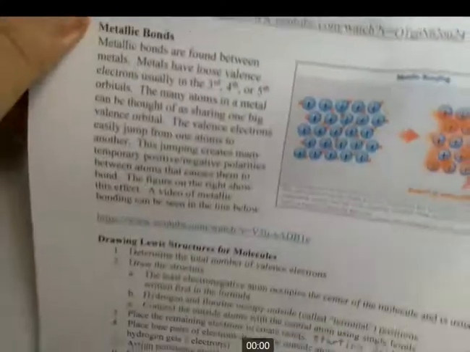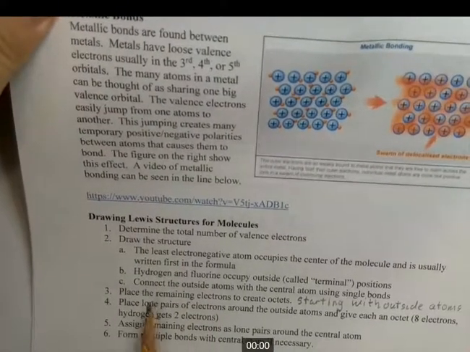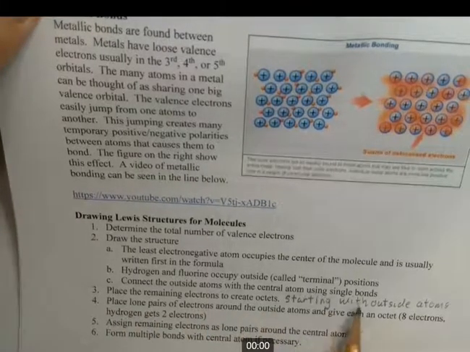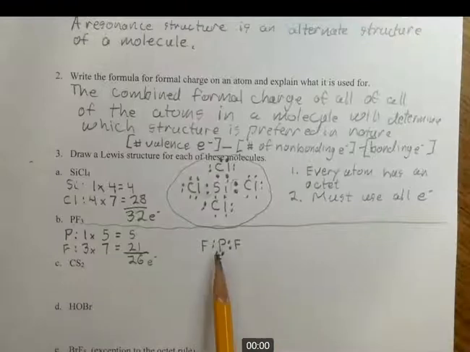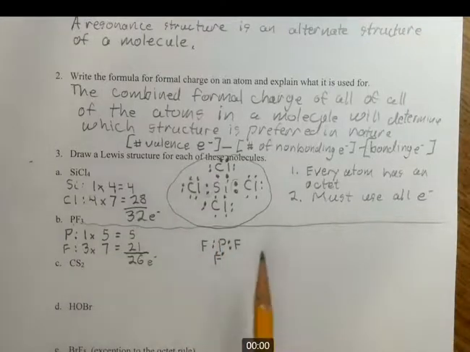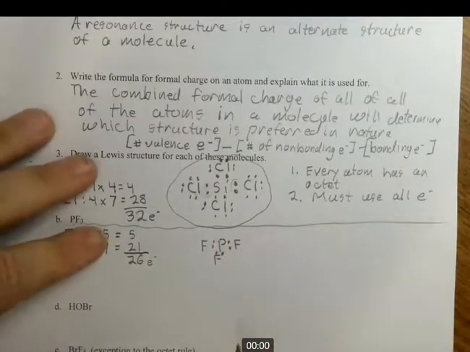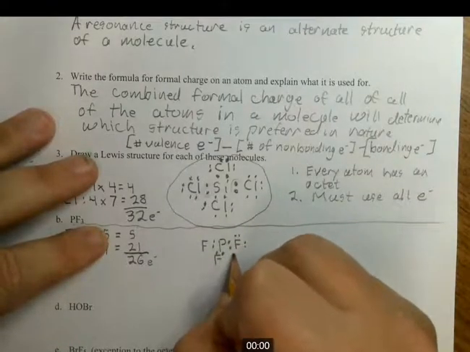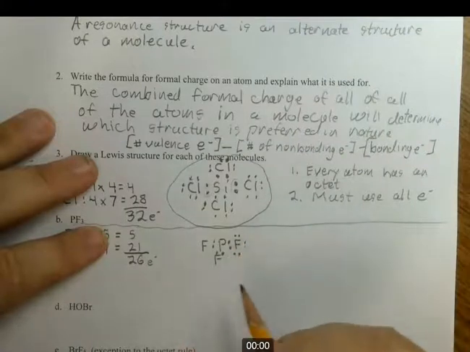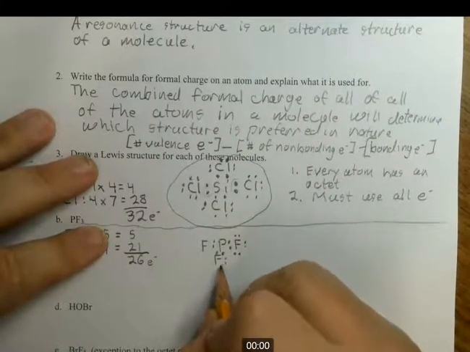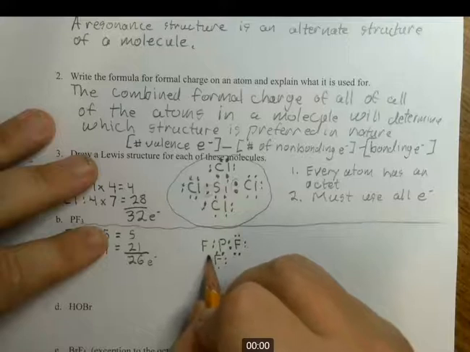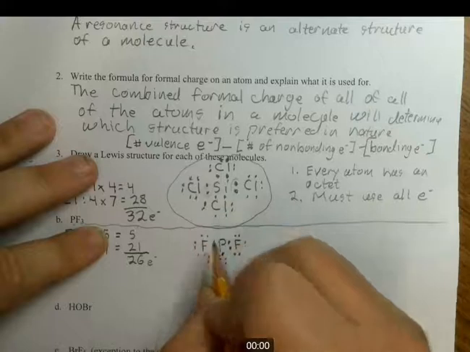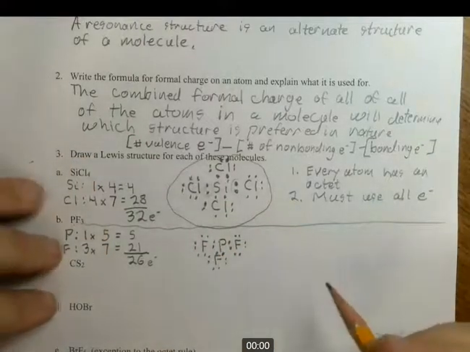So the next thing we do is, it says 3, place the remaining electrons to create octets, and you start with the outside atoms. So don't start by putting 2 right there at the end of phosphorus to create an octet there. Start with fluorine. Okay, so here we go. So there's another 2, another 2, another 2. So this fluorine has 8, that's an octet. Octet, octet. So now let's count.